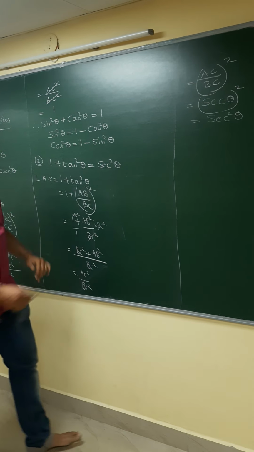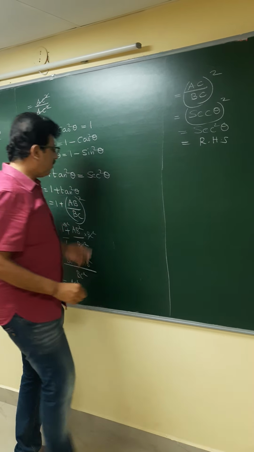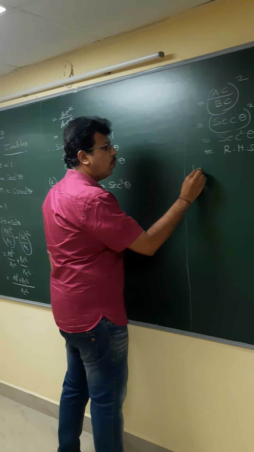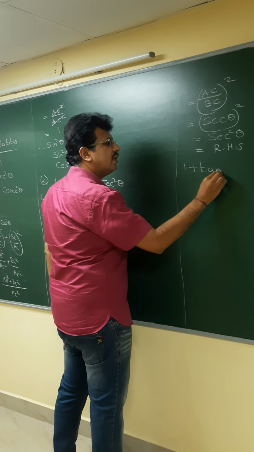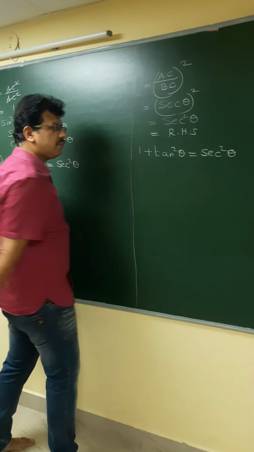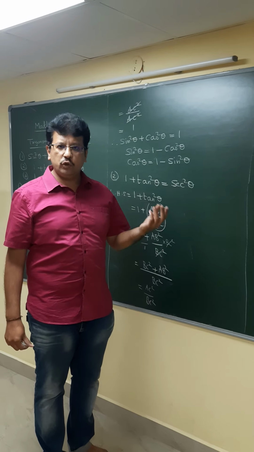LHS equals RHS. See, we need to prove this. All of you observe secant square theta. So we have proved, what have we proved here? 1 plus tan square theta equals secant square theta. So this is a very important identity which you should know very well.